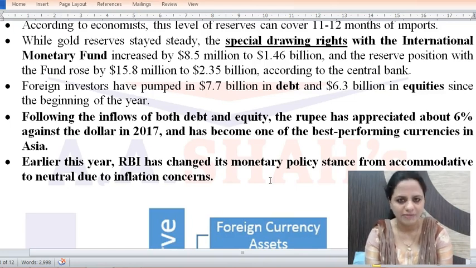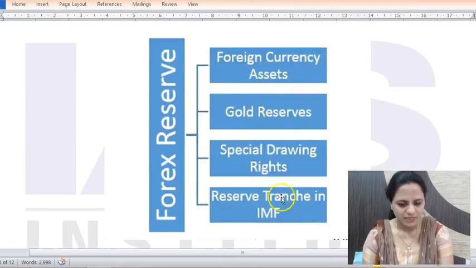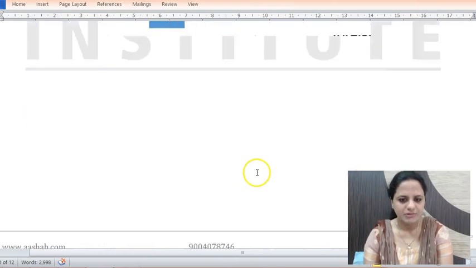We are not inclined in any one direction. So that was what RBI had stated earlier. So this you can see, the forex reserve has increased, and what are these SDRs? We'll look at that too.